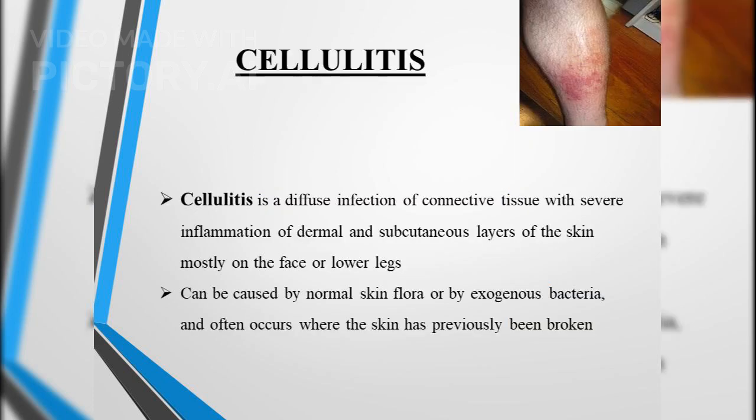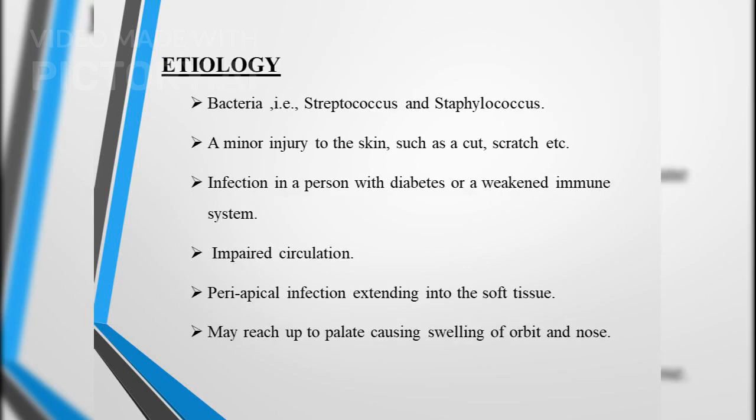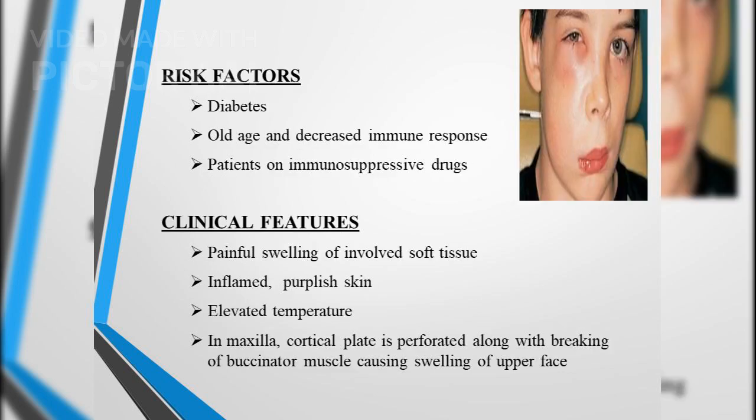Cellulitis is a diffuse infection of connective tissue, often affecting the face or lower legs, and can be caused by bacteria entering through broken skin. Cellulitis can be triggered by bacteria like Streptococcus and Staphylococcus, minor skin injuries, or conditions like diabetes and impaired circulation. Risk factors for cellulitis include diabetes and immunosuppressive conditions, with symptoms like painful swelling, inflamed skin, and elevated temperature.